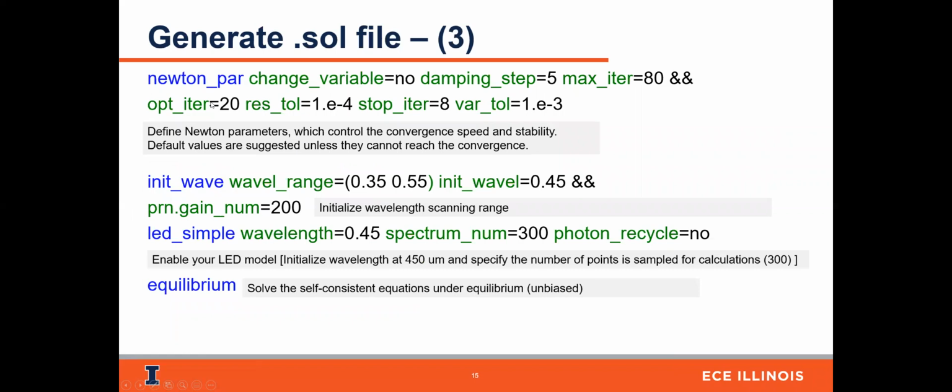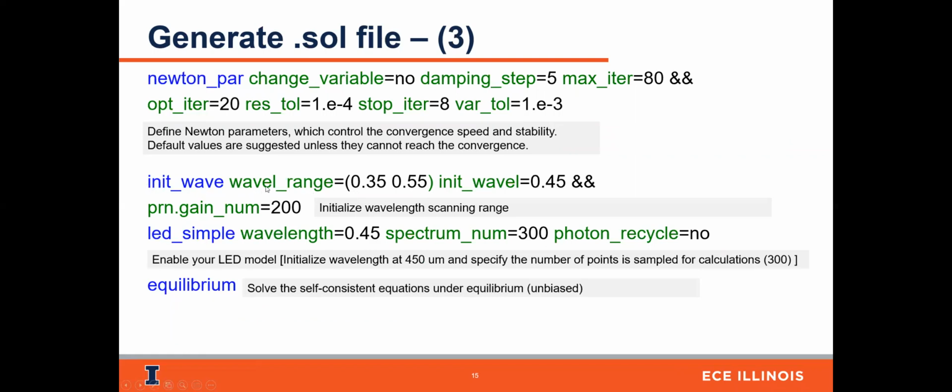And then we specify the Newton parameters. You can follow this default value unless you have any convergence issue, and we can talk about that if you have any convergence issue. Then similar to regular LED simulation, we need to set our initial wavelength.